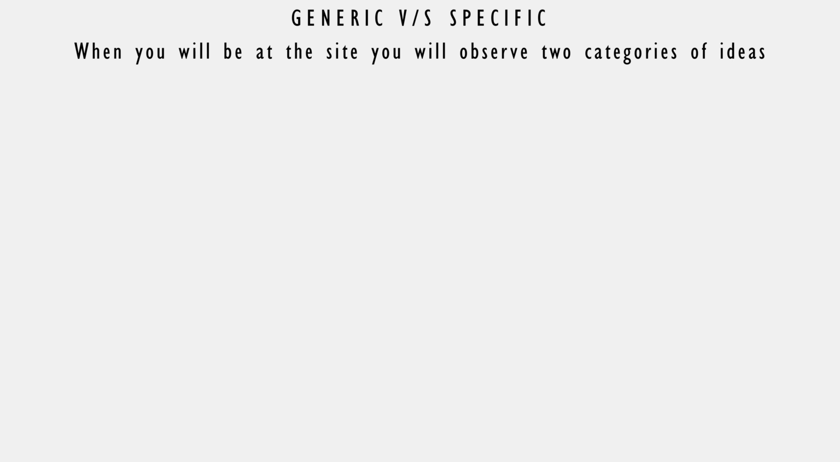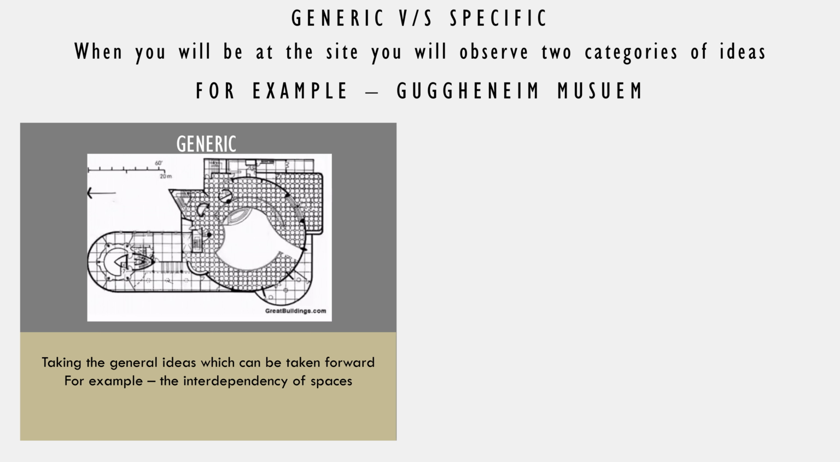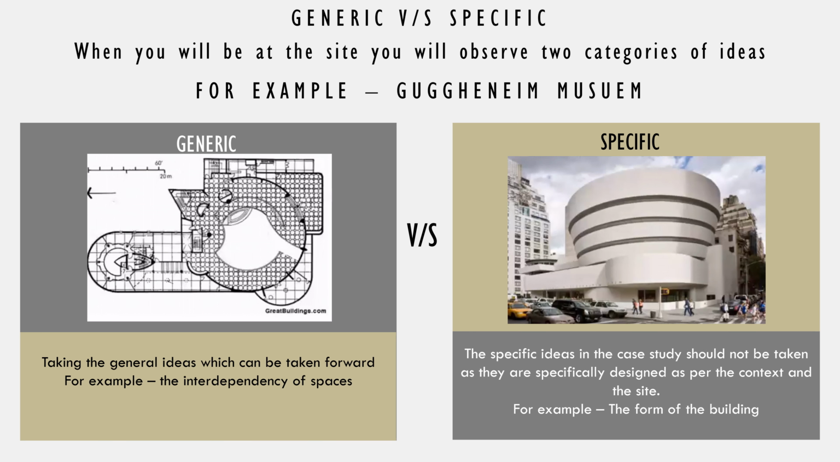Similarly, let's take an architectural example of the Guggenheim Museum. Taking the general ideas which can be taken forward, for example, the interdependency of spaces or the configuration of spaces, transition areas, can be applied into your design. Whereas specific ideas in the case study should not be taken as they are, since they are specifically designed as per the context and the site. For example, the form of the building. This form is developed out of the site proportions or the available pillars. So this form cannot be exactly copied into your design.